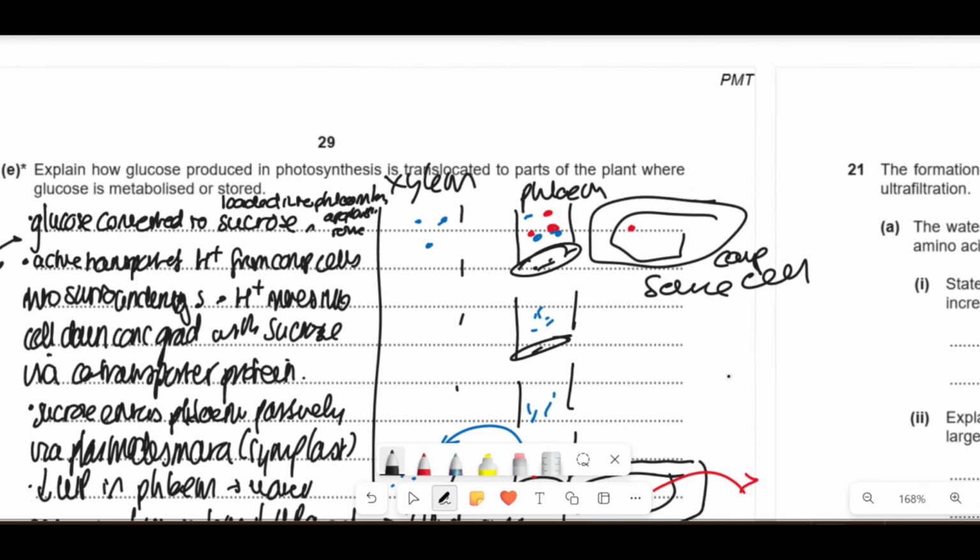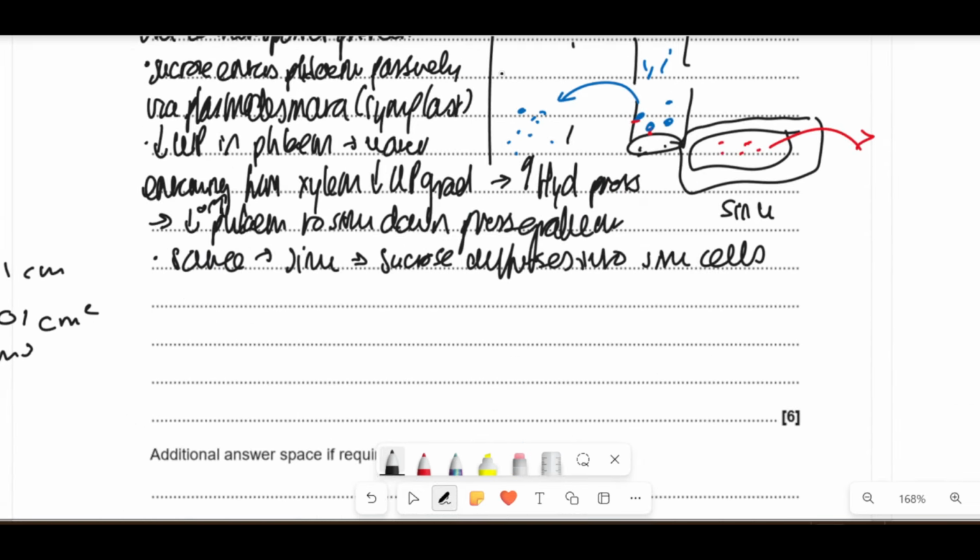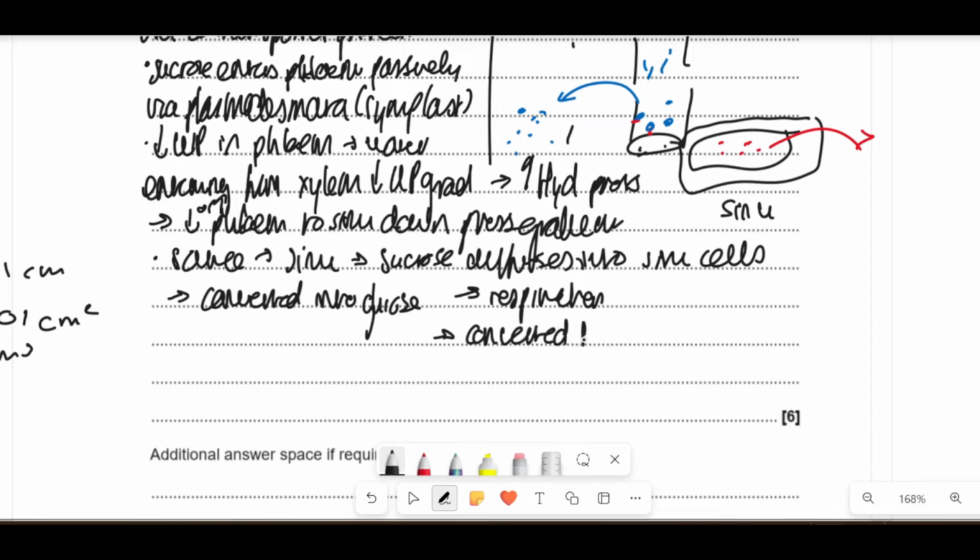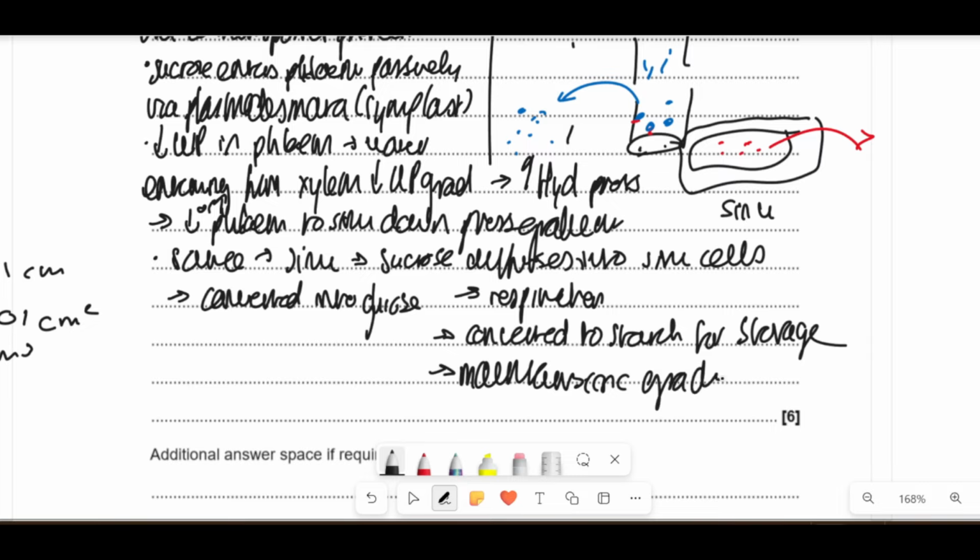And then it's asking you to describe where it is metabolized or stored. So remember, the glucose is now sucrose. We've got to change it back into glucose because the question's asked us to do that. So it's converted into glucose, and then it's either metabolized, used in respiration, or converted to starch for storage. And again, doing that maintains that concentration gradient, like I said before. And there you go. That's how you do it.